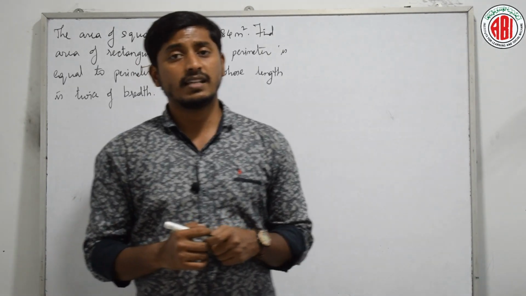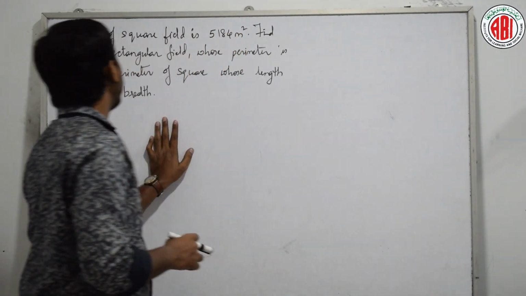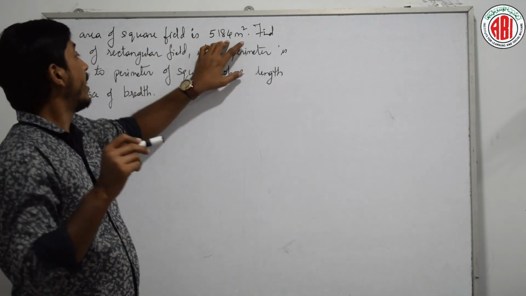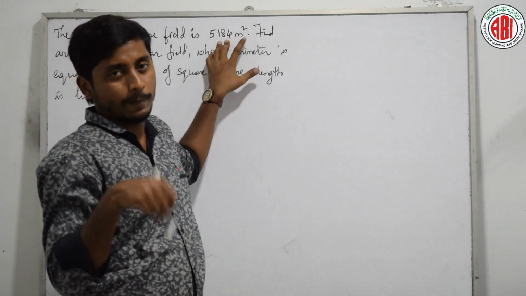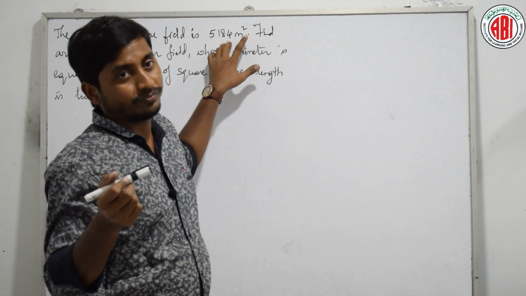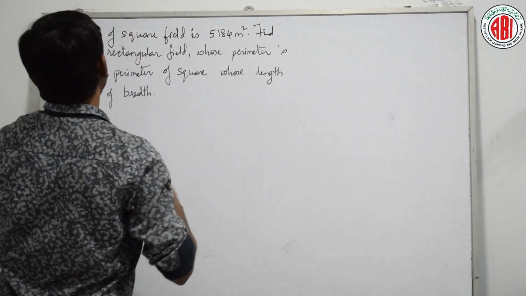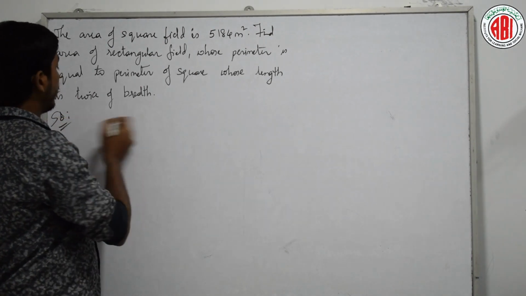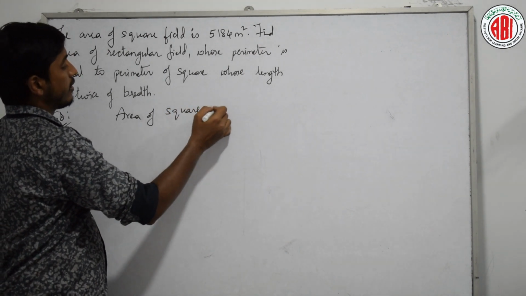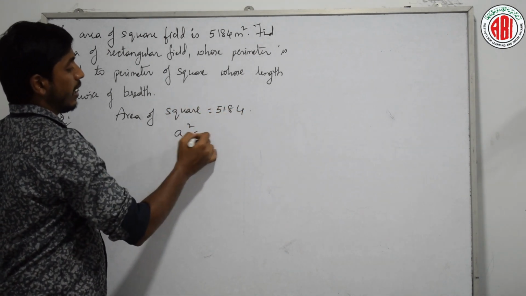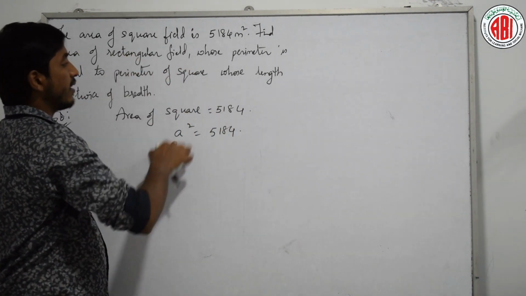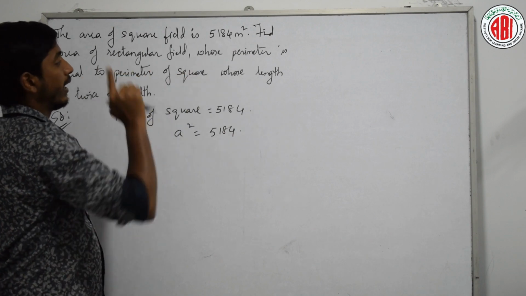Let's do. See here the next question: he is telling the area of a square field is 5184. Can I find its side? What is the area of a square? That is side into side. Let us write: area of square is 5184. He is telling that the perimeter of this is equal to the perimeter of a rectangle.